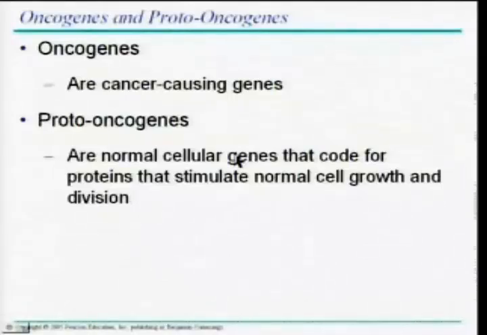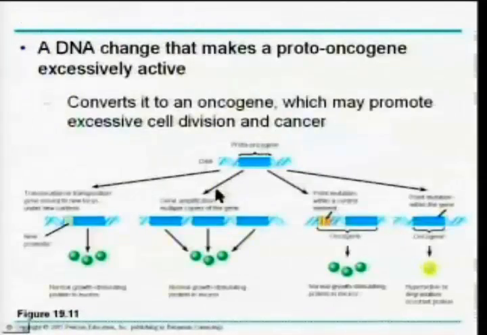Research on tumor viruses led to the discovery of oncogenes and then ultimately proto-oncogenes. Onco comes from the Greek for tumor, so these are genes associated with tumors. They are cancer-causing genes. They have that capability. Proto-oncogenes are normal cellular genes that code for proteins that stimulate normal cell growth and division. So a DNA change that makes a proto-oncogene excessively active converts it to an oncogene, which may promote excessive cell division and cancer.